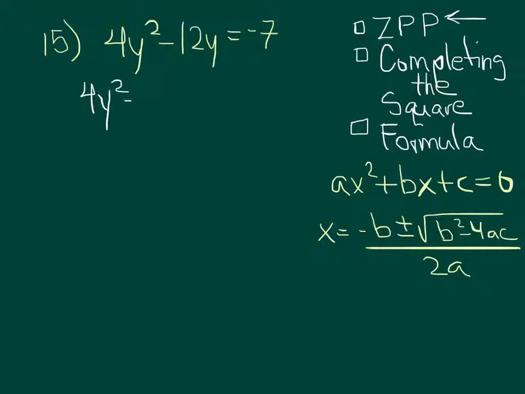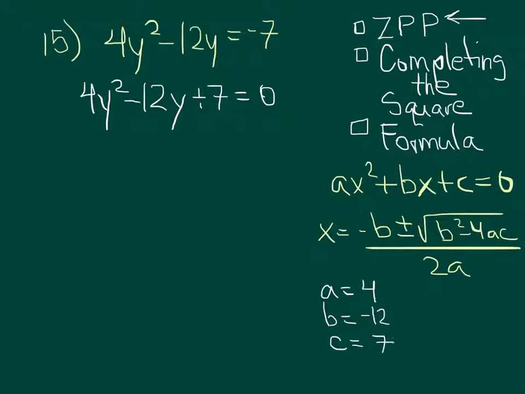Don't identify your a, b, and c until you've set the equation equal to 0. Now identify your a, b, and c. That's where a lot of mistakes are made, folks. So a, the coefficient of the quadratic term, is 4. The coefficient of the linear term is negative 12. And the constant is 7. So using those values, let's solve for this variable y.